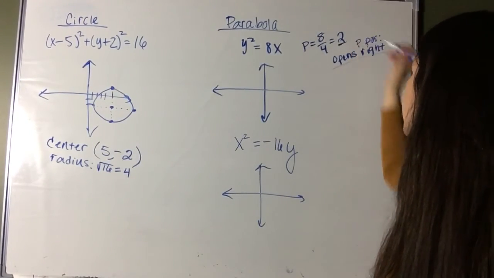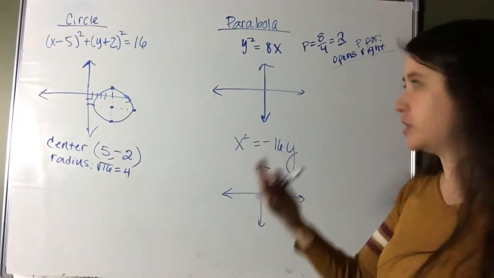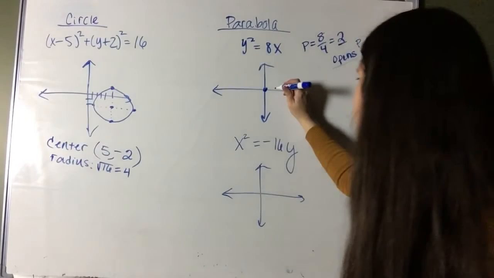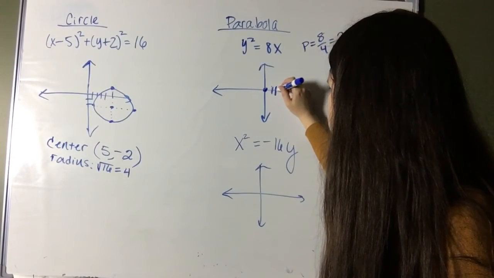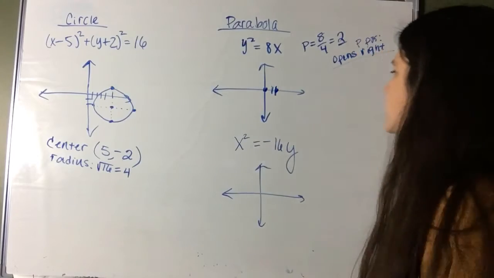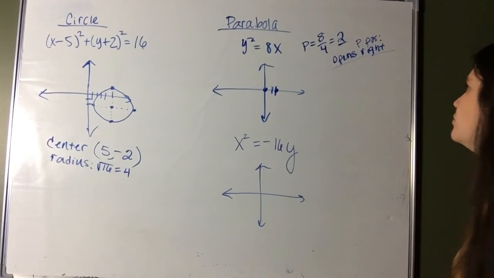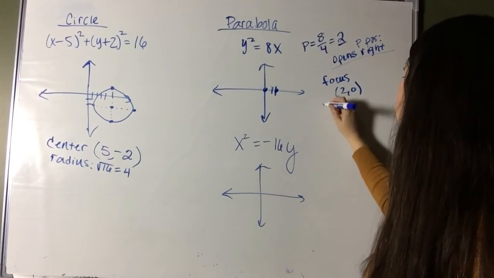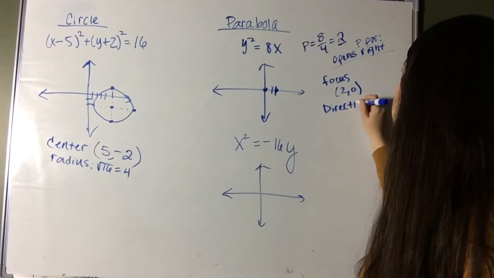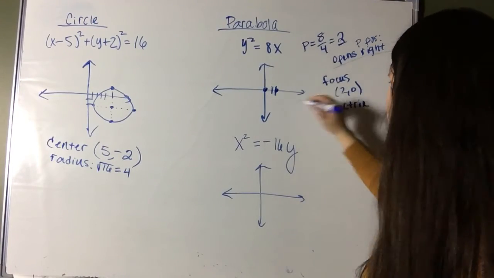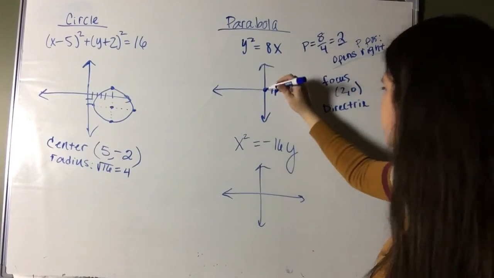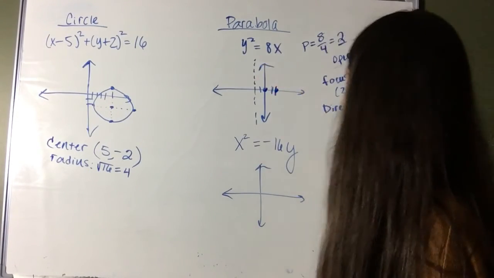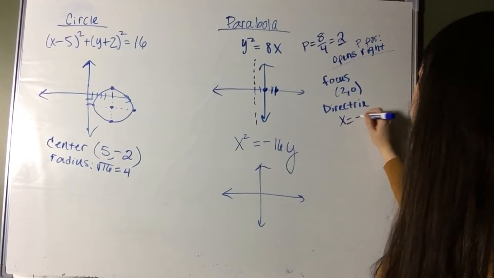The 2 actually is going to give us what we call our focus. So our vertex is going to be at the origin. Like I said, all of these will have a vertex at the origin. We're going to count out 2 in this direction, since our parabola opens to the right, and put a point there. That's the focus. So our focus is 2, 0. They also want you to define a directrix, which is going to always be the opposite, going in the opposite direction, and making a line out of it. So make a dashed line. So the directrix in this case is x equals -2.